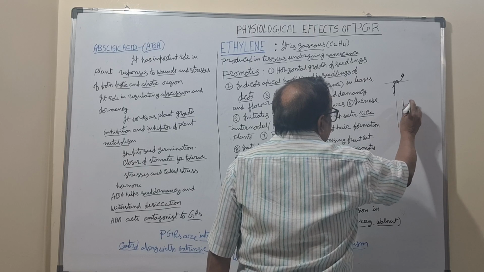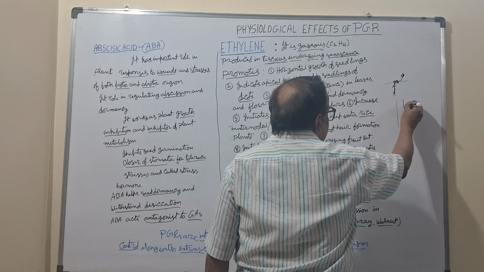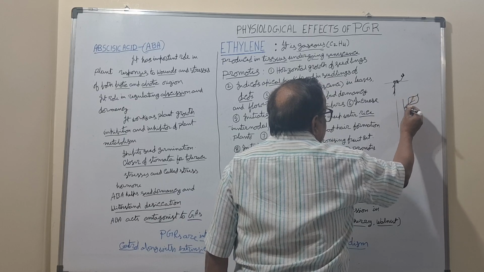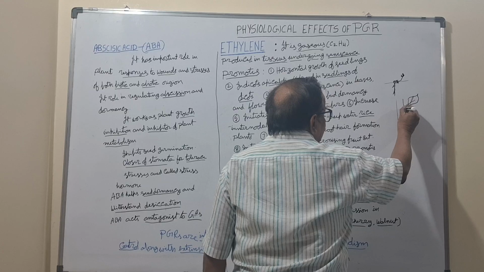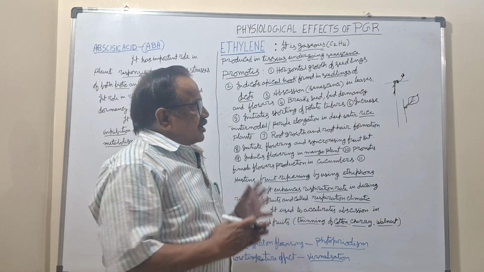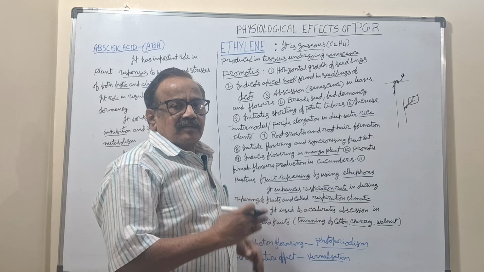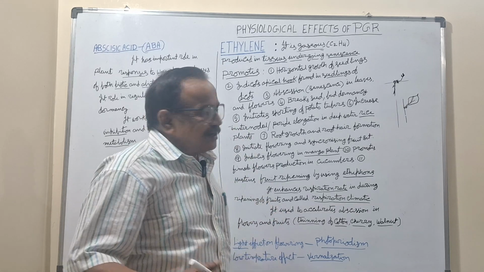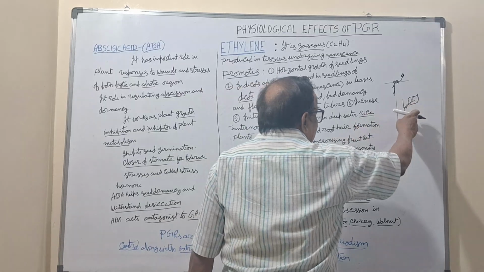Whenever a leaf is present like this, and this, sometimes at that time it forms a layer. It is to disconnect, meaning the distribution of nutrients, water and all other things will be stopped by forming a layer. That layer is called abscission. So it will be disconnected.